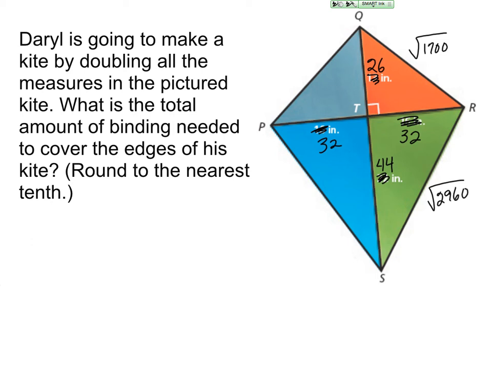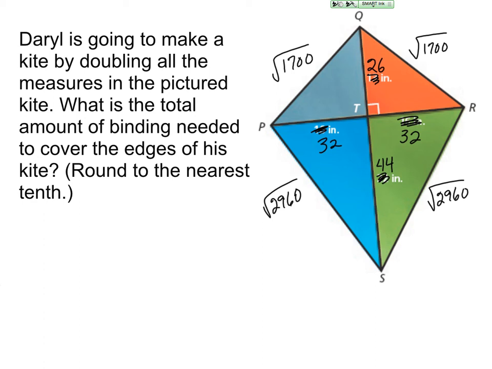2,960. Okay, since it's symmetrical, we've got two of those, and we've got two of those. Now add up those four numbers. If you can do it in square root form, you're getting a more accurate final answer. So add up square root of 1,700 plus square root of 1,700 plus square root of 2,960 plus square root of 2,960. Do you have a calculator you'll be able to bring? On something like this, since we're going to decimal, we'll probably need the aid of a calculator. What are we getting for the perimeter?